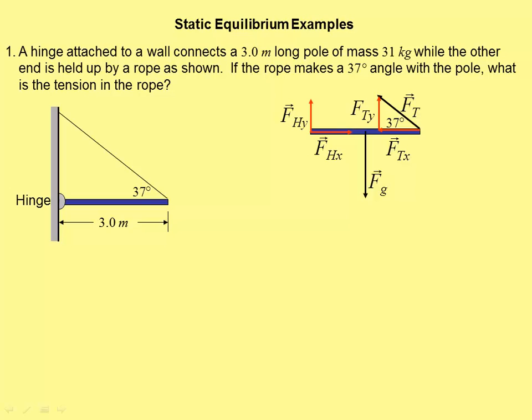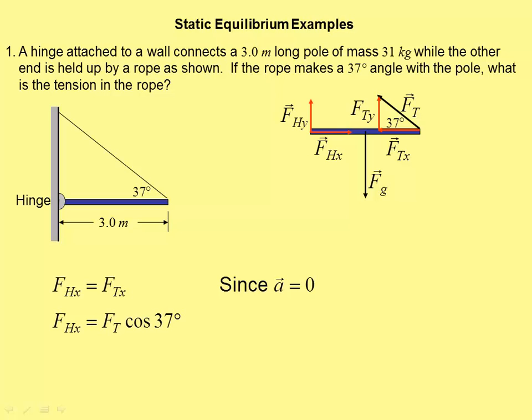So, we can now write several equations. This pole is in static equilibrium. Hence, the net force and the net torque are both 0. Now, in terms of forces, we can break the forces up into horizontal and vertical. So horizontally, there's just two forces, F of Hx and F of Tx, and therefore they must be balanced, right, since it's not accelerating horizontally. F of Tx could be written as F of T cosine of the angle, since it's the adjacent side.